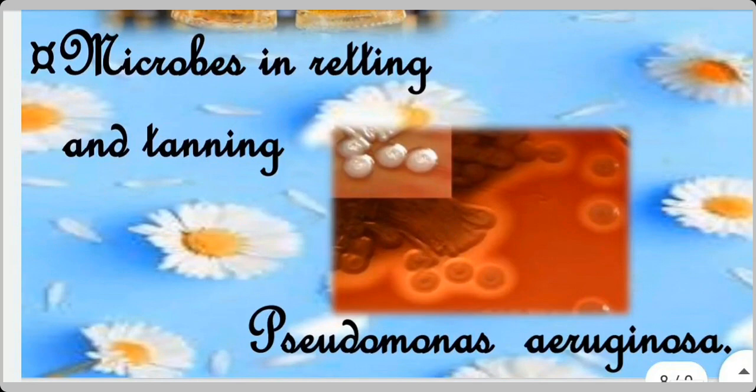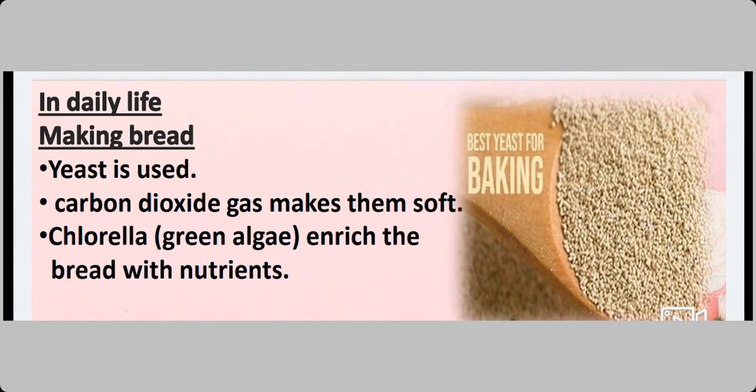So in retting and tanning, microbes are very useful. And next, in our daily life, first thing, microorganisms are used. So first we are going to see about making bread. Yeast is used in bakeries to make bread and cakes so that they are very soft. They are added to the dough to produce carbon dioxide, which makes the dough rise.